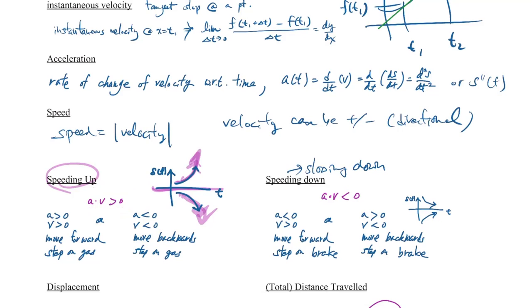But I personally prefer to look at the image. If it's possible for you to graph the particle motion, I would do that. So in other words, in this case, you're moving forward, you're stepping on the gas, and then here you're moving backwards, and you're stepping on the gas, meaning you're increasing the speed going backwards. Does that make sense, guys?